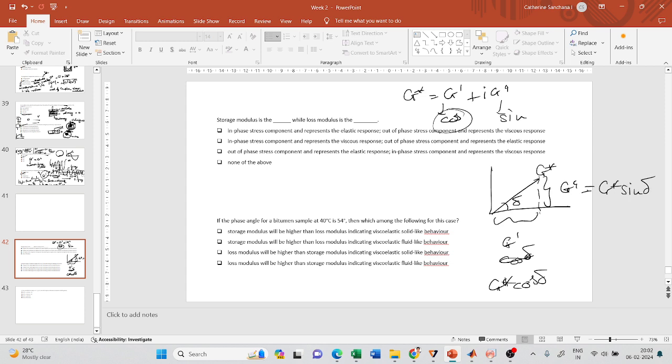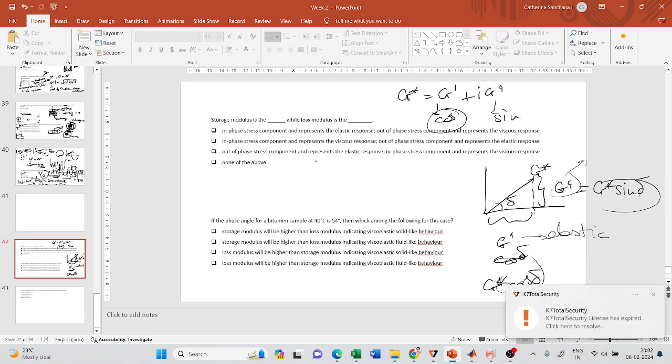So you know that G prime refers to elastic modulus or elastic response, and G double prime refers to viscous response. And also cos means it is the in-phase component, and sine means it is the out of phase component. Okay, so the answer to this is this.